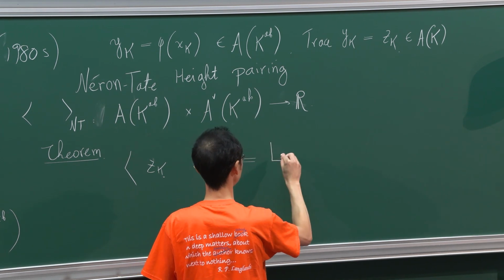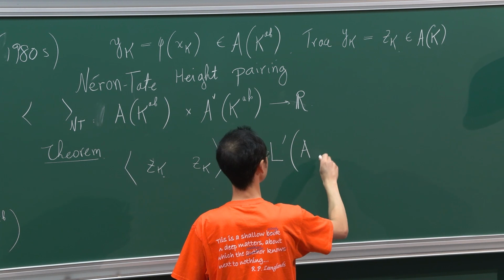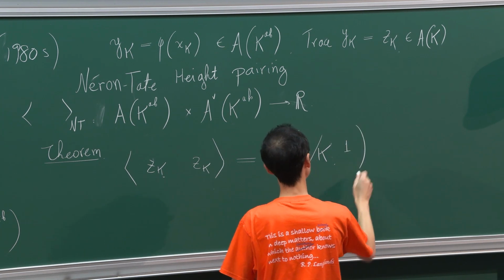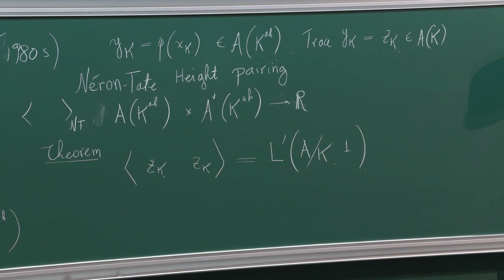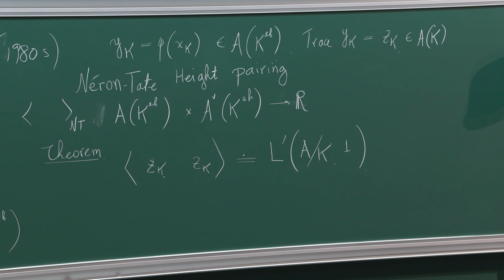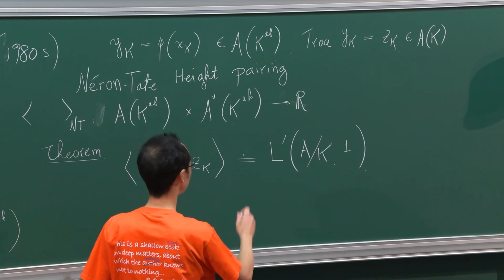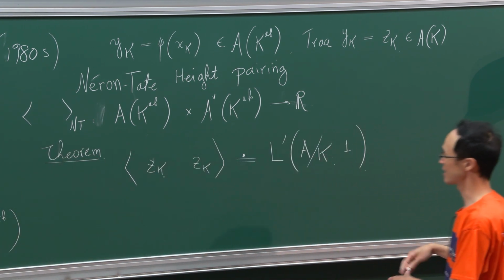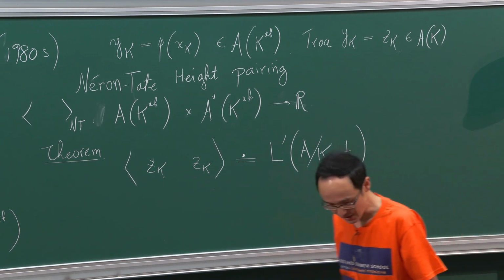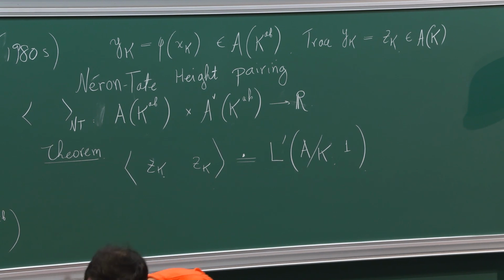So this is equal to the L-function of the base change of this abelian variety to K, then evaluated at 1, which is the central point. So I'm just taking 1 as the central point of the L-function. Then take a derivative. Here I put a dot to indicate I'm also kind of cheating a little bit. There's also some normalization factor and so on. But that's roughly what this remarkable formula of Gross-Zagier says.